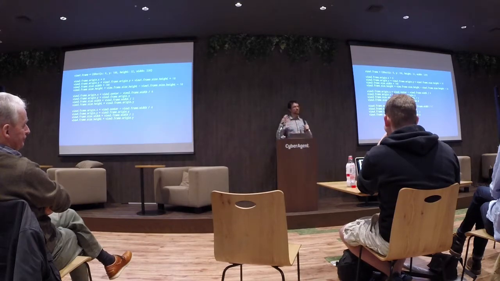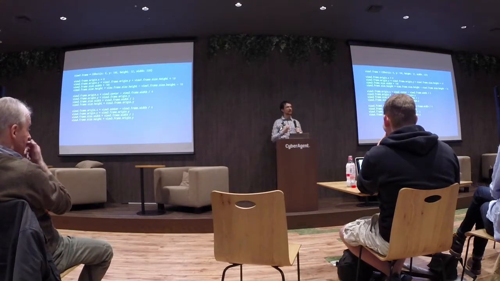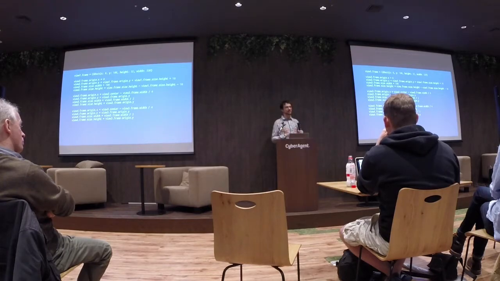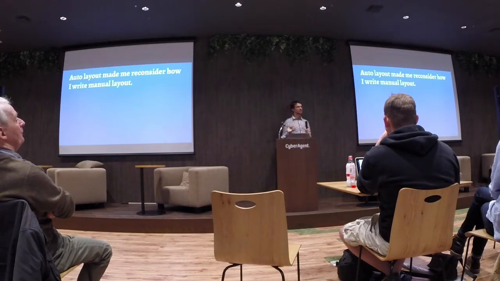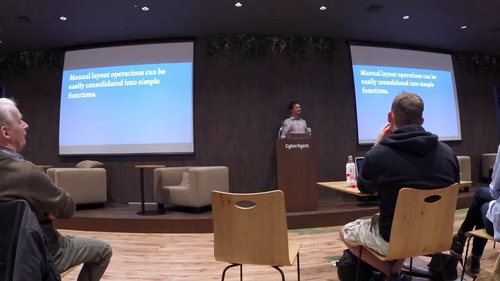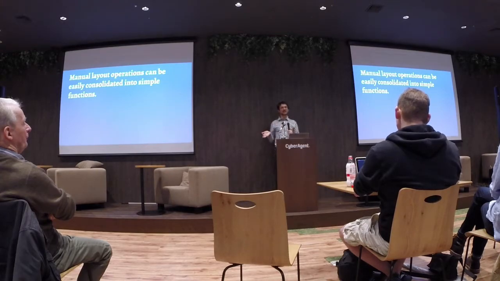So I started to think about ways that manual layout code could be made more condensed and put into much less code, so I didn't have to continually write this. Basically, I wanted to be able to write manual layout in a way that provided many of the same benefits that I got by using auto layout. That's one of the things about auto layout, is it really made me consider how I wanted to write manual layout code. One of the things that I found is basically, at least for me, you can consolidate a ton of manual layout code by writing really simple functions.